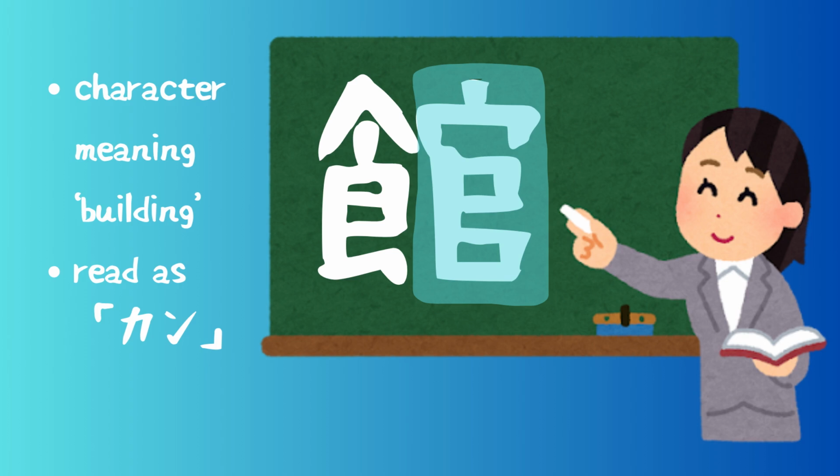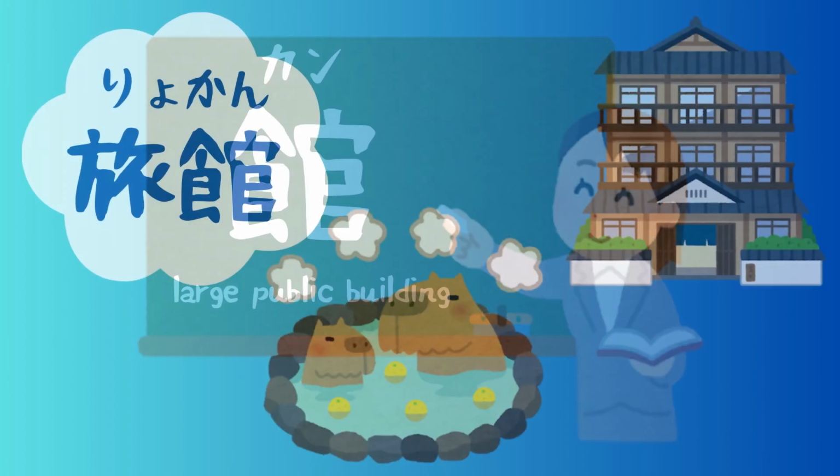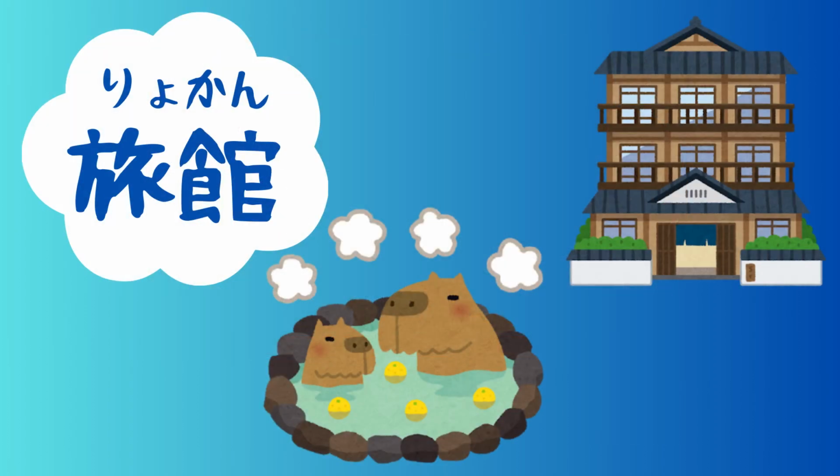Putting these two pieces, meaning eat and building, has the general meaning of a large public building. You may recognize this kanji in correlation with tabi, a semantic compound kanji, meaning traveling. Combined, it's read ryokan, which is a Japanese inn.